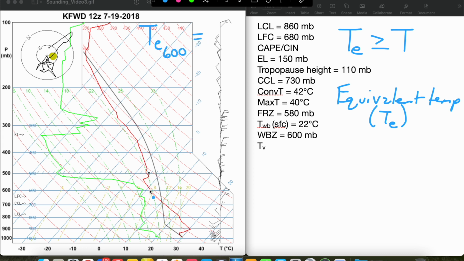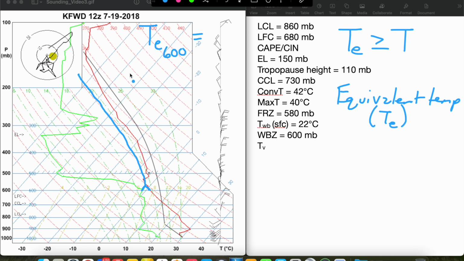So first we find the LCL. So here's 600 millibars. Of course, we follow the dry adiabat up from the temperature line, and we follow the mixing ratio line up from the dew point until the intersection point of those two. And now we're going to follow the moist adiabat up. We're basically going to draw a parcel trace here. So we're going to follow the moist adiabat up to a point where the dry adiabats parallel the moist adiabats.